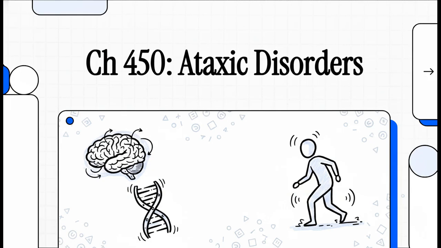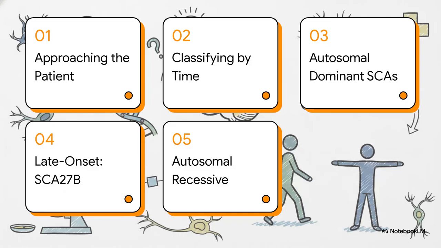Okay, let's dive right into this masterclass explainer on ataxic disorders. Today, we are completely decoding the incredible clinical and genetic complexities found in Chapter 450 of the source text. If you've ever felt totally overwhelmed by the sheer number of spinocerebellar ataxias out there, or if you're just unsure of how to systematically approach a patient with gait instability, you are absolutely in the right place. We are going to break all of this down comprehensively. We've got a lot of ground to cover today.